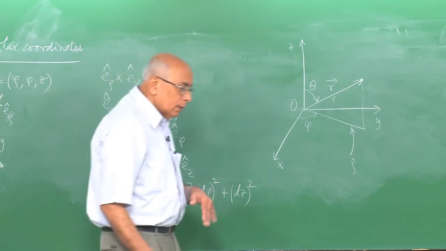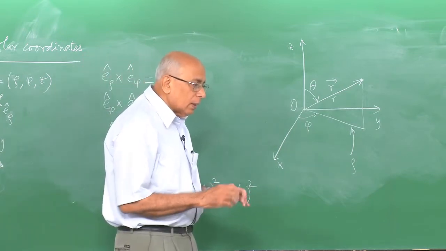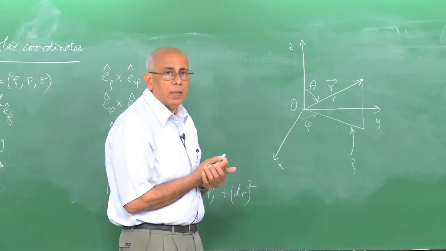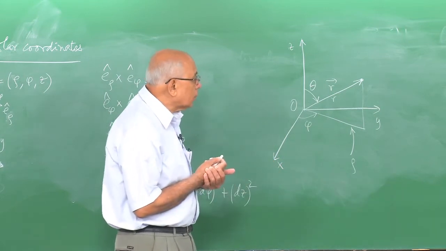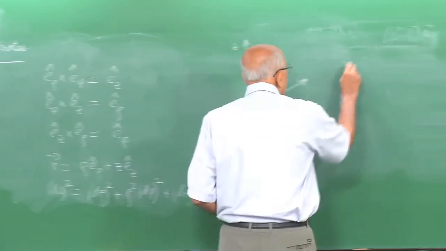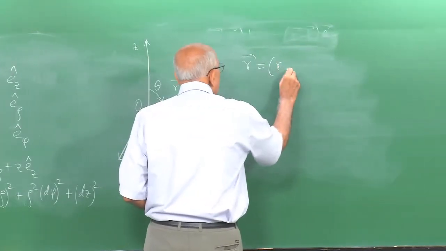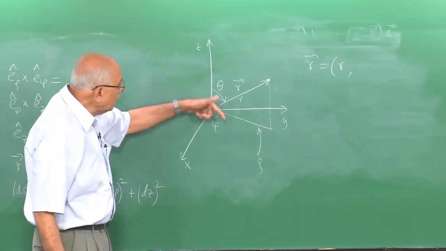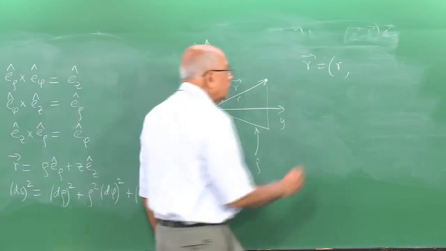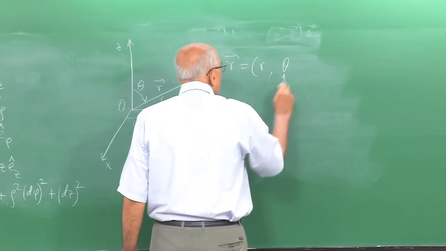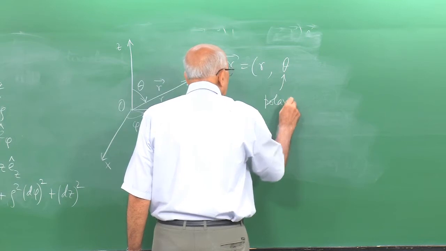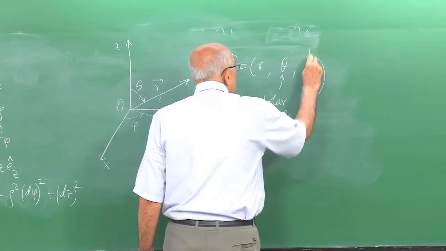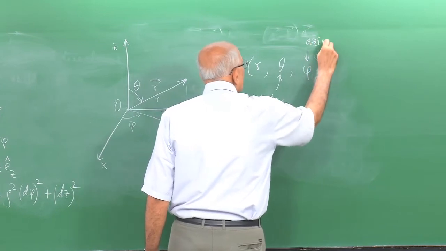So if you like, you can imagine that at a distance little r from the origin, draw a sphere of radius little r, then the spherical polar coordinates correspond to specifying the radius of this sphere, which is r, this angle theta, which is called the polar angle, as well as phi, which is the azimuthal angle as before.